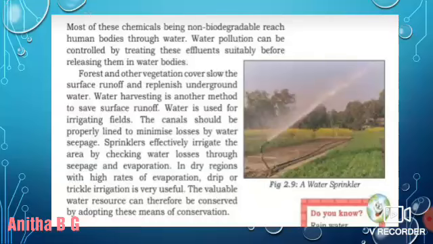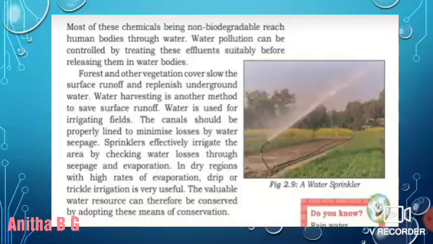Water pollution can be controlled by treating these effluents suitably before releasing them in water bodies. Next, forest and other vegetation cover slow the surface runoff and replenish underground water. Water harvesting is another method to save surface runoff. We can harvest water to conserve rainwater and save the surface runoff.